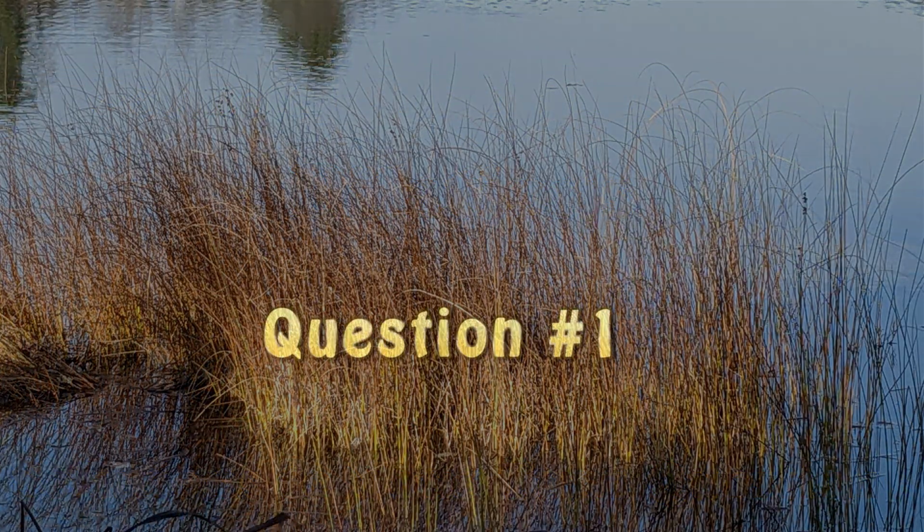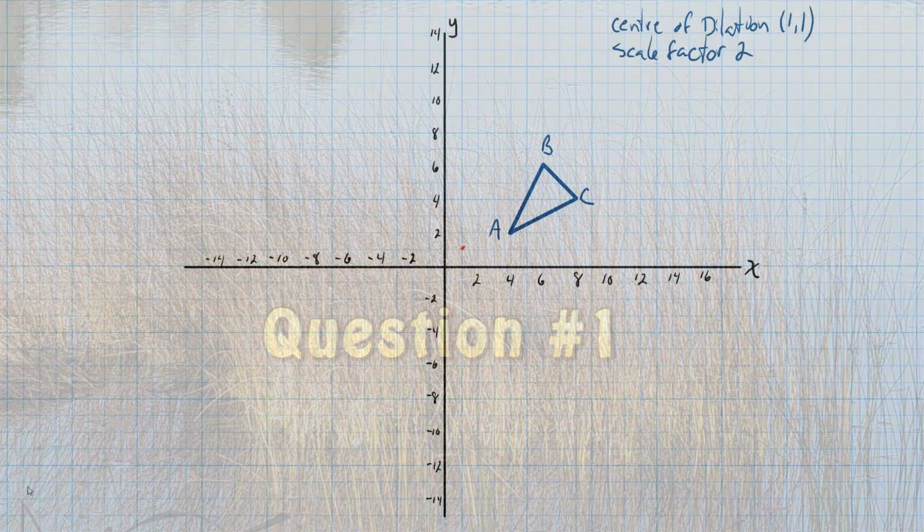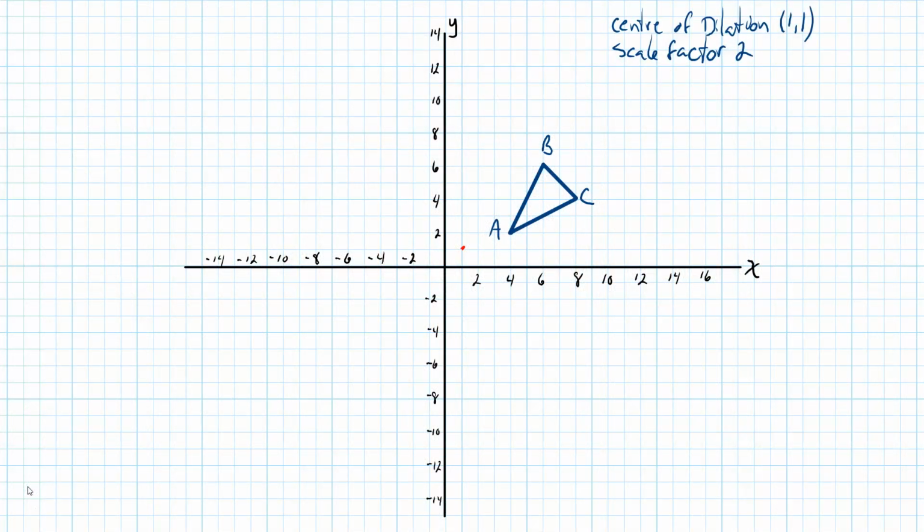Okay, here are the solutions to the dilations questions. The first one says we've got a triangle with the following vertices. A is at (4, 2), B is at (6, 6), C is at (8, 4). We're asked to perform a dilation with a scale factor of 2 and a center of dilation at (1, 1). We're asked what are the coordinates of the image vertices A prime, B prime, and C prime.